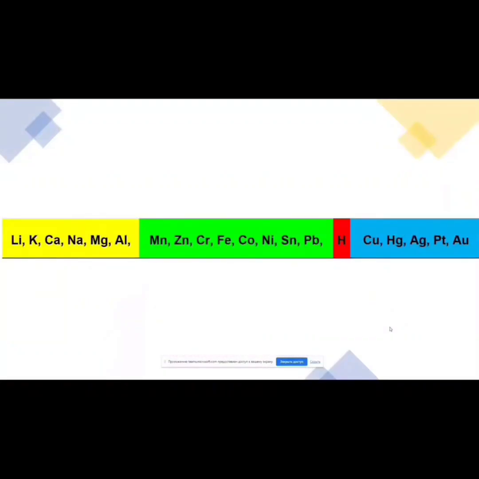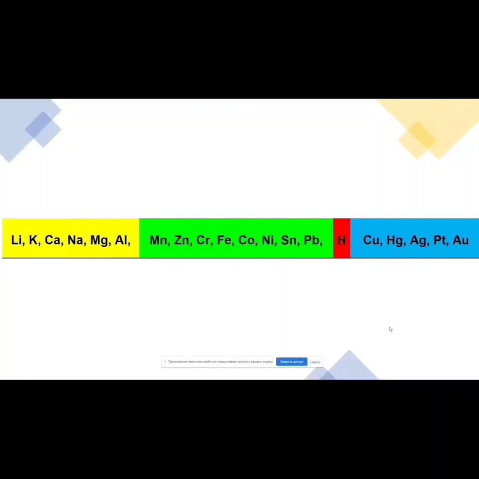Now pay attention to this table. These are metals. The red one is hydrogen. All the others are metals. And here we have potential. This is a table where the potential of metals decreases. Look, this one, lithium, has a higher electric potential. Gold has the lowest potential.